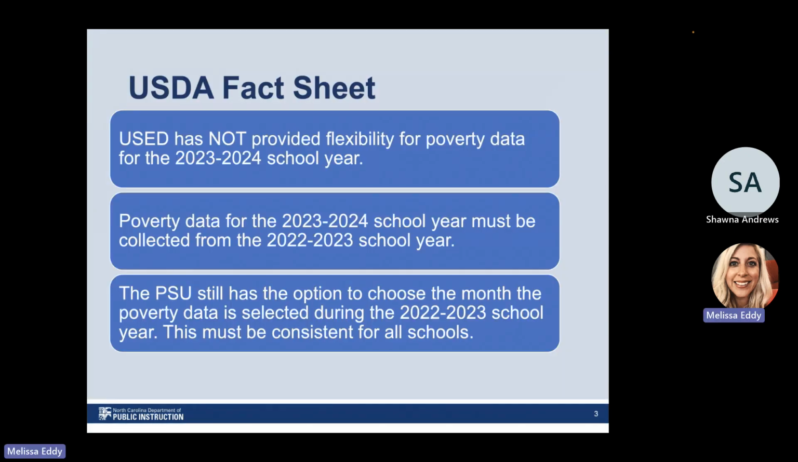The USDA fact sheet states again, USED has not provided flexibility for poverty data for the 23-24 school year. Poverty data for the 23-24 school year must be collected from the 22-23 school year. The PSU still has the option to choose the month the poverty data is selected during the 22-23 school year. This must be consistent for all schools.